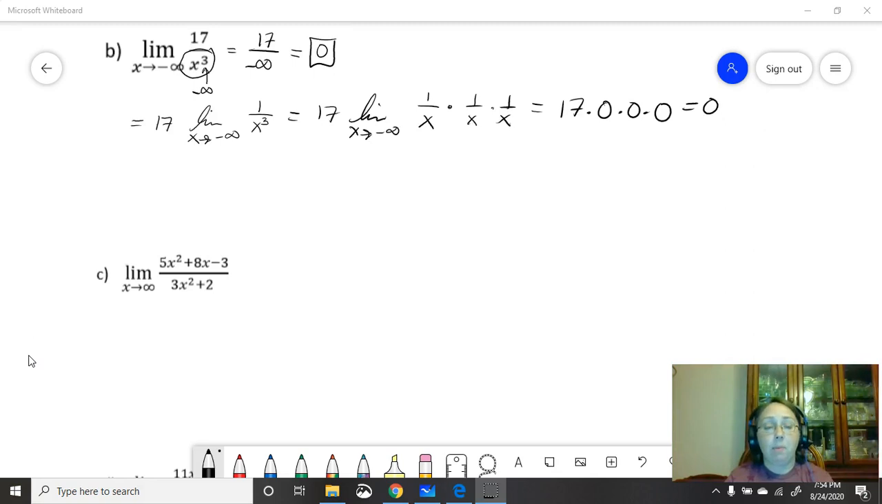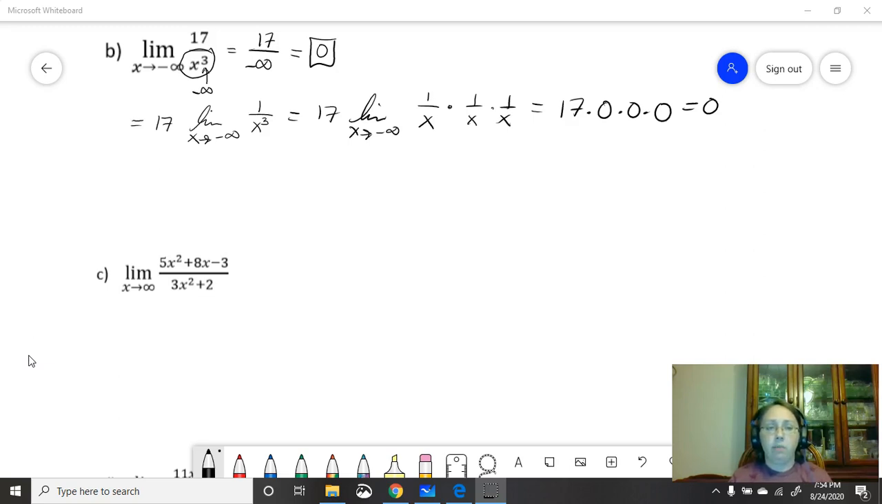Okay, on the next problem, I want you to notice that x is still going to infinity. In this case, though, x is not only in the denominator, it's also in the numerator. Now that can cause us problems. Let's just try and plug it in and see if we can figure out by plugging in what the answer would be.